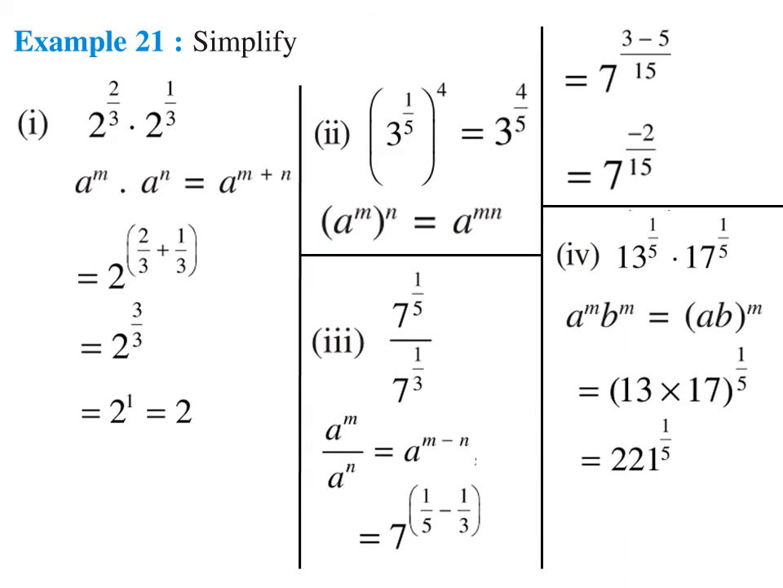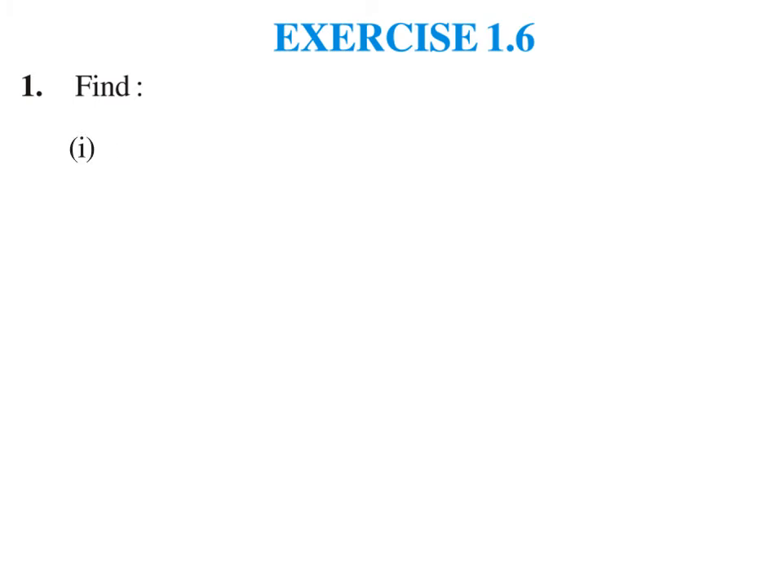Now moving towards the exercise. Exercise 1.6, this is the last exercise of your NCERT textbook. The first question says, find the values of the following. The first question is 64 to the power 1 by 2. So we have to simplify this also. How can we simplify it?